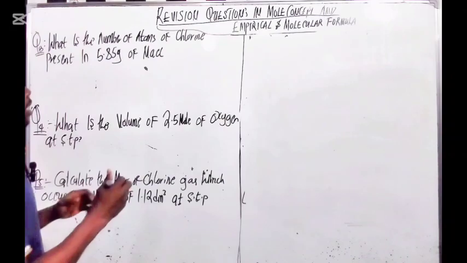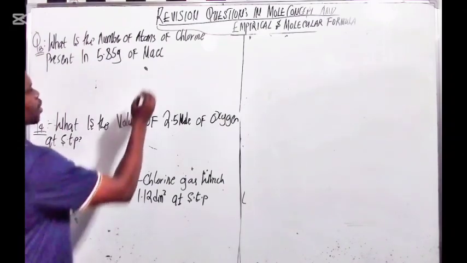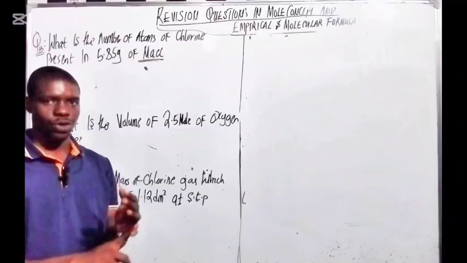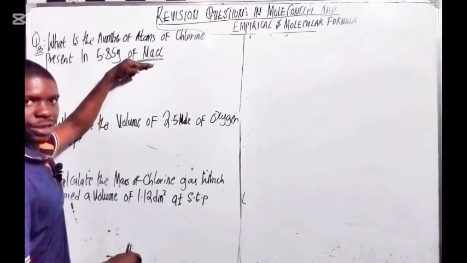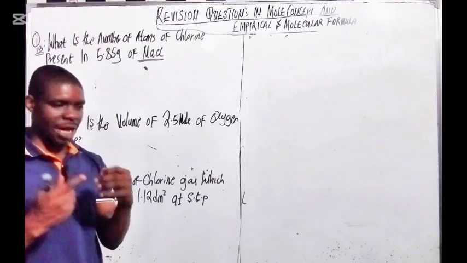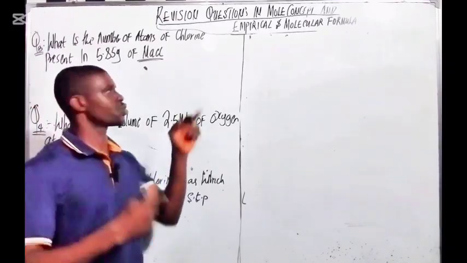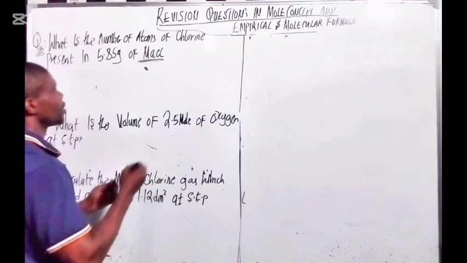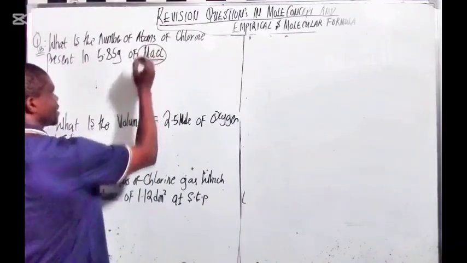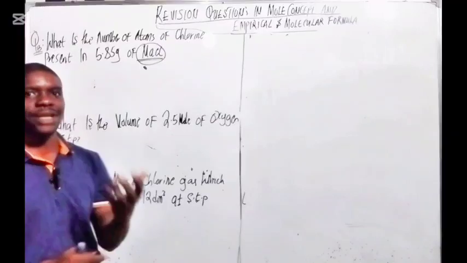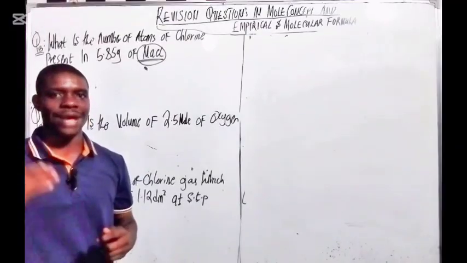Now look at something here. This is the compound here, right? The compound is sodium and chlorine, right? They're asking here what is the number of atoms of chlorine. Remember, chlorine is inside sodium chloride, right? So you need to get the number of molecules of this compound first. Do you understand? Then after you do that here, you multiply it with the number of atoms.